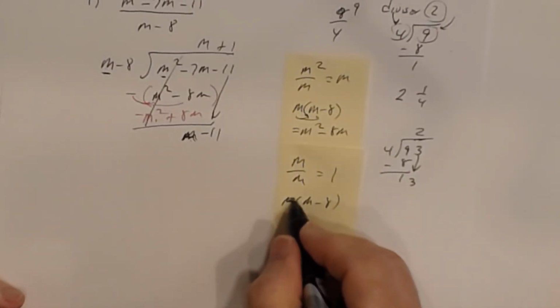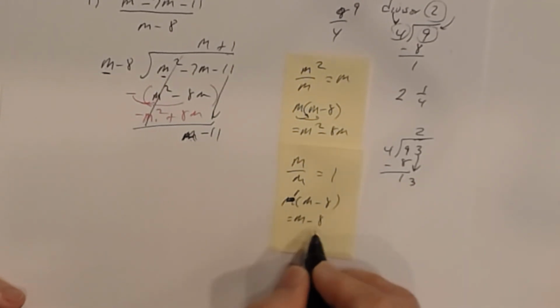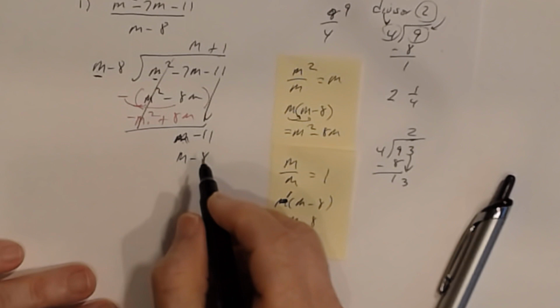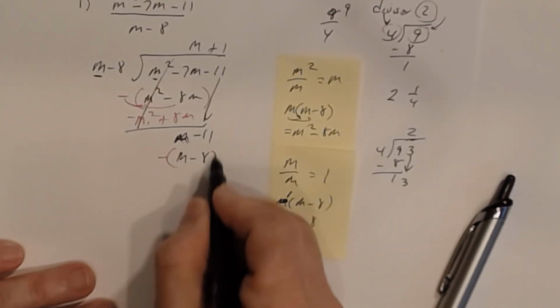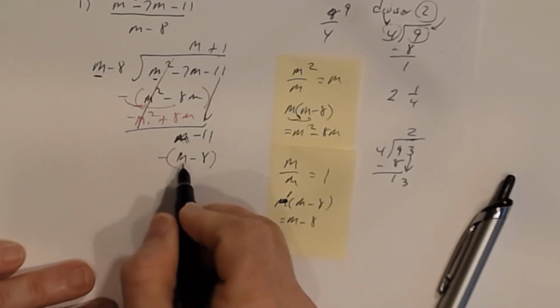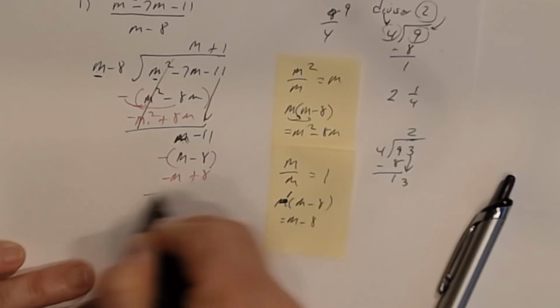1 times m minus 8 is m minus 8, right? So that goes here, m minus 8. But remember guys, you subtract, just like we did here. But rewrite it. The opposite of m is a negative m. The opposite of a negative 8 is a positive 8.